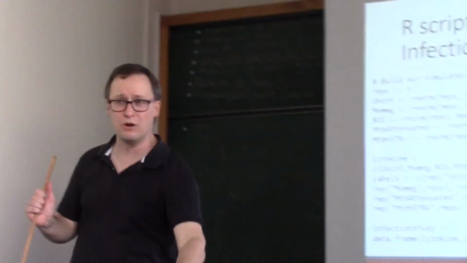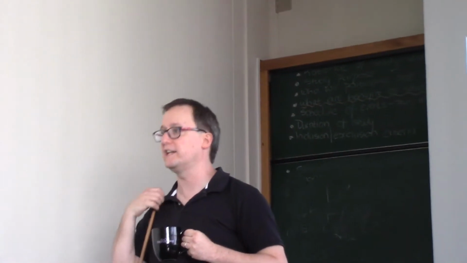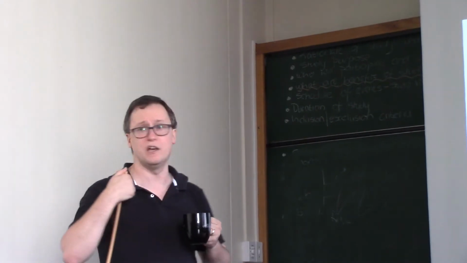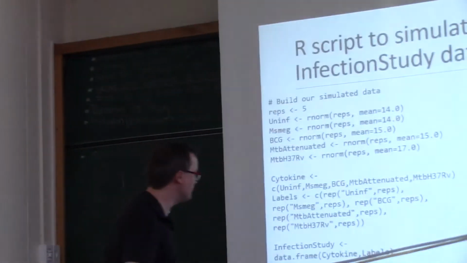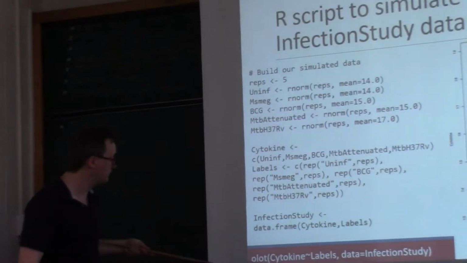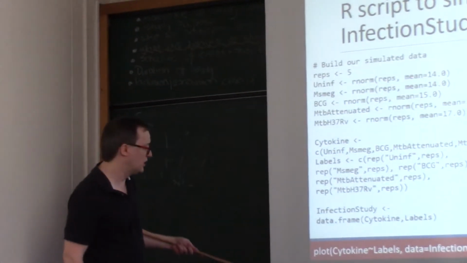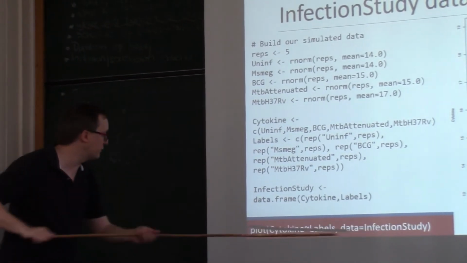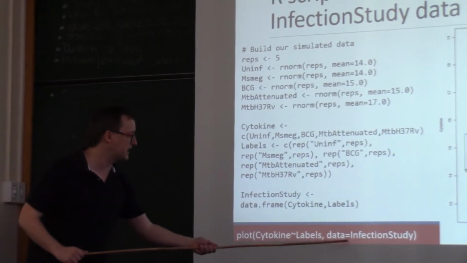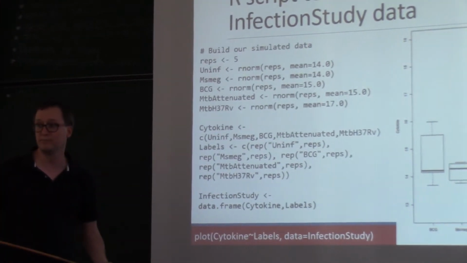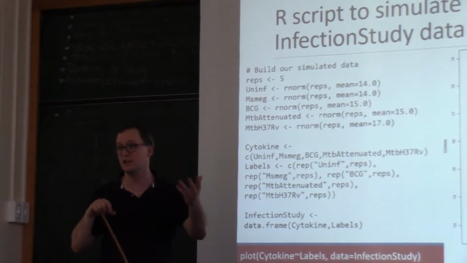So we set out to have uninfected and M-smeg be the same cytokine levels. Does everyone remember that? Because both of them have the mean of 14. How did it pan out? I'm now doing a box plot, thank you John Tukey, where I'm plotting cytokine level as a function of labels. Did everyone see that? You use formulas a lot in R, and one of the ways you can use it is within a box plot. So here I'm plotting cytokine level as a function of the label using data from this data frame, infection study. This is how I built it. So these are not just data I read in with read.table, they're data I simulated in memory and produced.